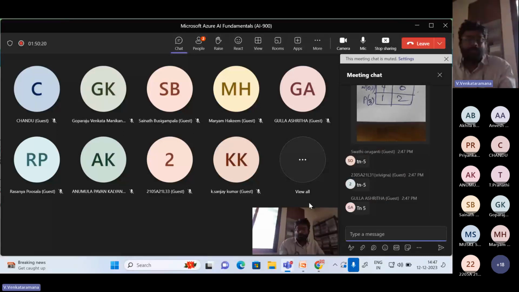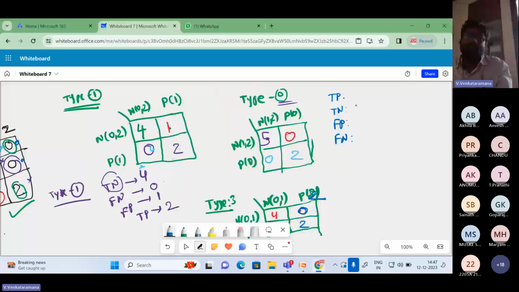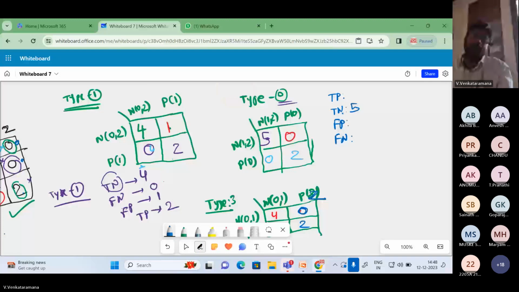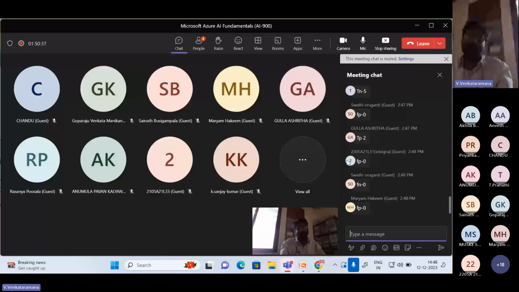So true negative 5. Yes. True negative 5. Okay. False positive 0. Yes, false positive 0. False negative, very good, 0. And true positive 2, very good. That's it.